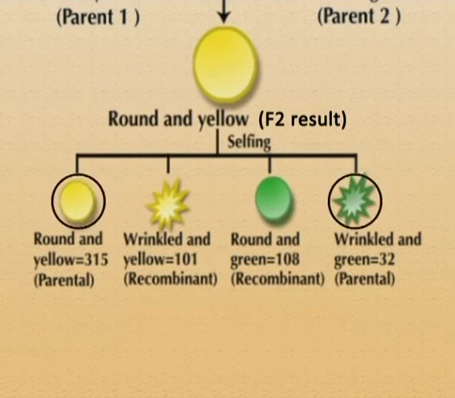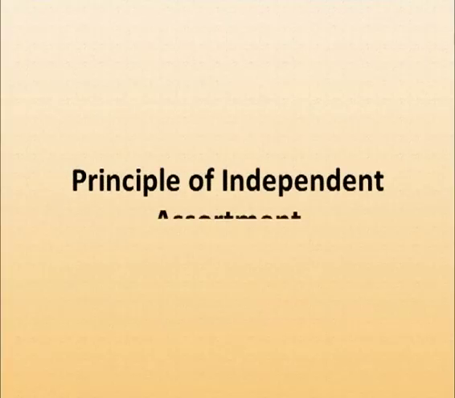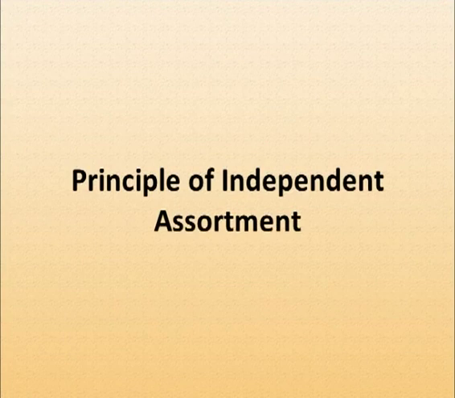In the F2 result, round and yellow seeds and wrinkled and green seeds are the parental characters, whereas round and green seeds and wrinkled and yellow seeds are the recombinants. Based on these observations, Mendel proposed the principle of independent assortment.